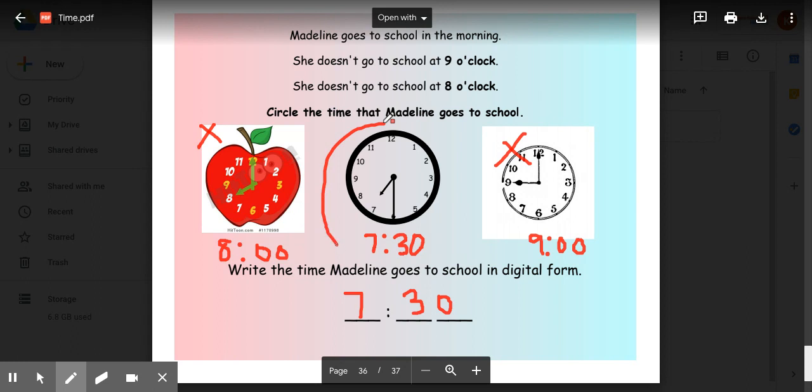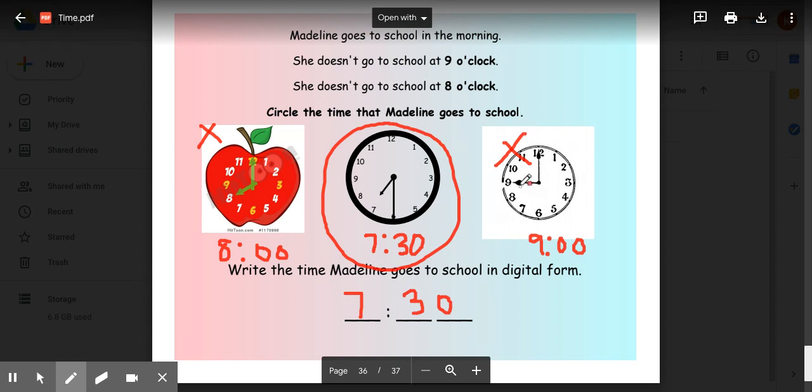All right, if you circled 7:30, you are correct. So let's go over it together. On the first clock, the hour hand is pointing to the 8 and the big hand is at the top, so I know it's o'clock. This clock shows 8 o'clock. The middle one, the hour hand is pointing to the 7 and the minute hand is pointing down, so I know it is 30. It is 7:30. So this clock shows 7:30.